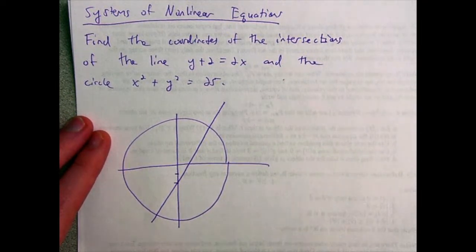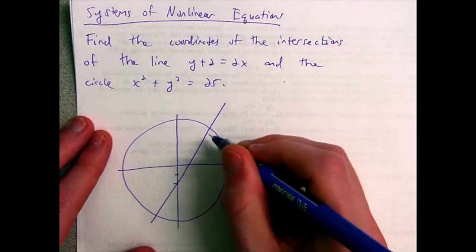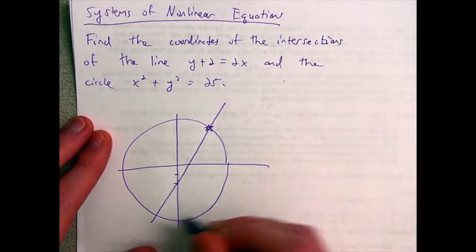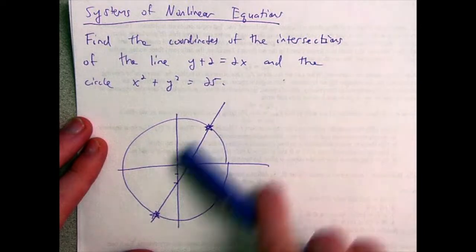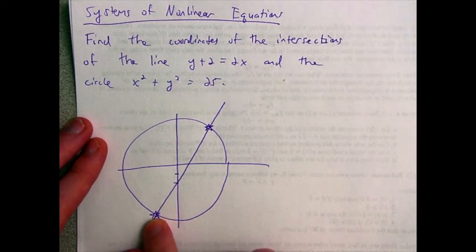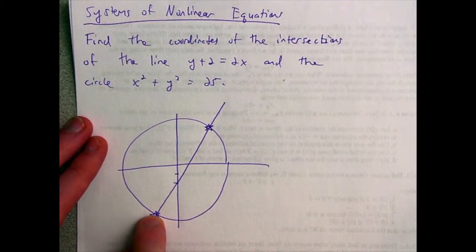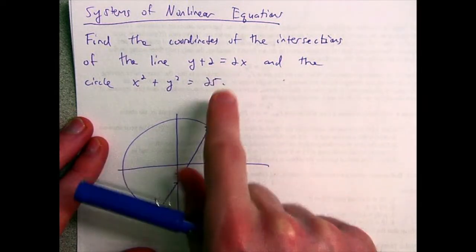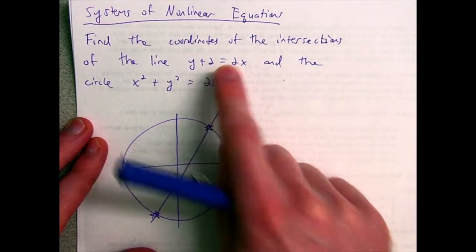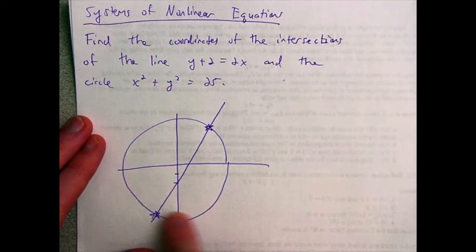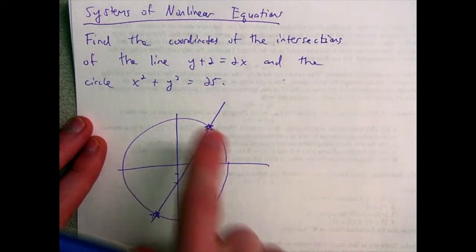The objective is to find the intersections of those two objects. In other words, find that point and find that point. So how do we do that? I would argue that this line right here is the set of all points satisfying this equation here. That's what this line is. It is the set of all points which satisfy that equation. And the circle is the set of all points which satisfy this equation.